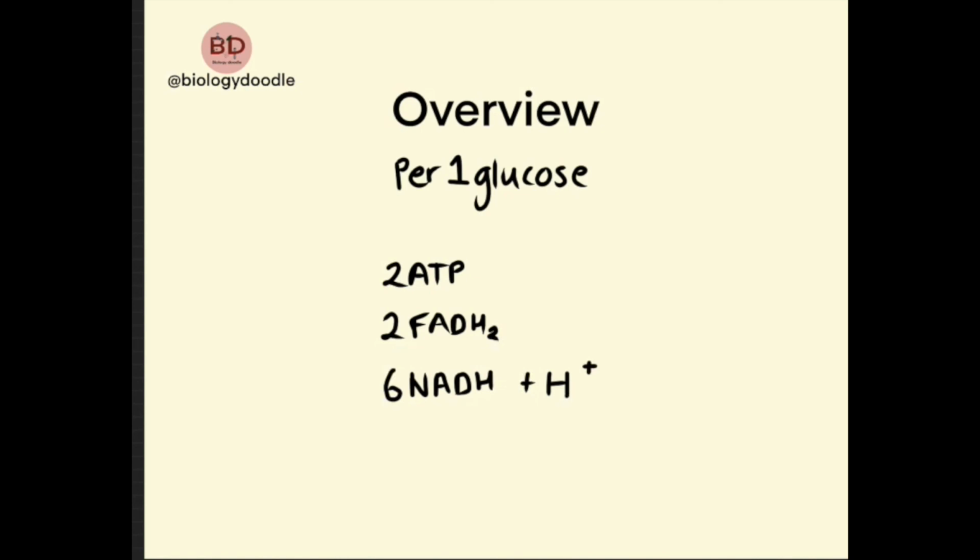So in the Krebs cycle, per 1 glucose we have 2 ATP, we have 2 FADH2, and we have 6 NADH and 6 protons, which are all going to go into oxidative phosphorylation or the electron transport chain.